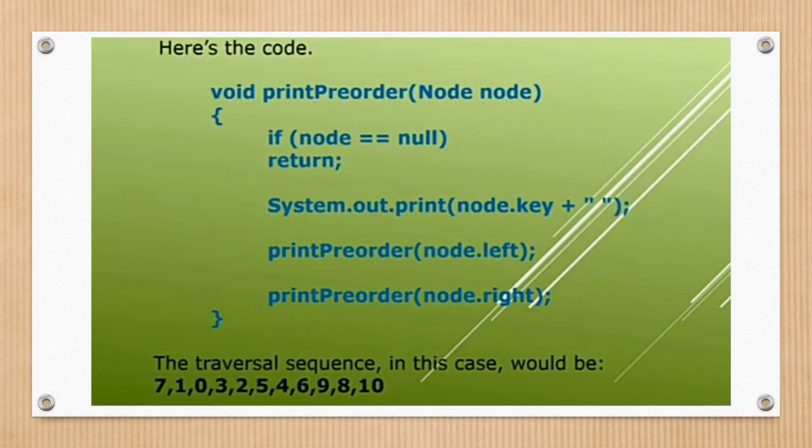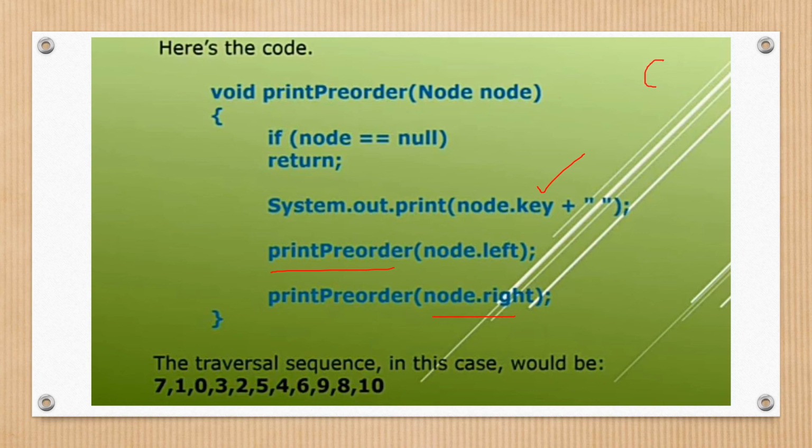Here is the code for pre-order traversal of a tree. If node is equal to null, then return. Otherwise, System.out print node.key. So if there is no node, then return, or else print the root value. Again, a recursive call on node.left. After completing this, again pre-order of the right.